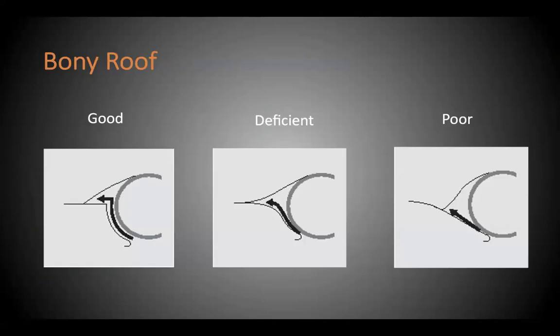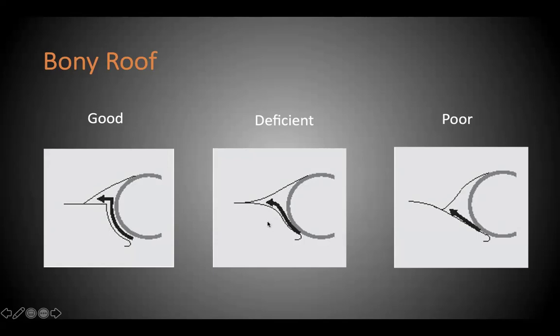Then I will talk a little bit about a qualitative description of the bony roof. The bony roof can be classified as good, deficient, or poor if you're assessing it qualitatively. Imagine this was a cliff, and a person wanted to jump from the edge of the cliff. This cliff being very steep, the person would hit the cliff somewhere at the bottom. That is how a good bony roof will look. It will be very deep and steep.